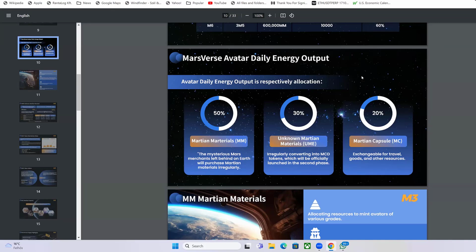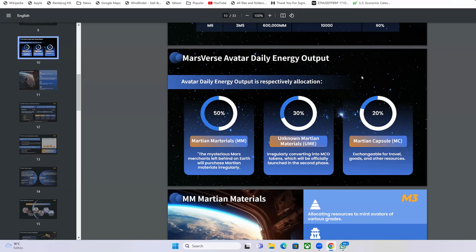We already discussed the purpose of the MC. I hope you're getting the picture. We already discussed the 50% of the MM. You can swap it to USDT right in the beginning and withdraw it. No problem. And 30% UME can be swapped for our MCD. But how? It's a different story.